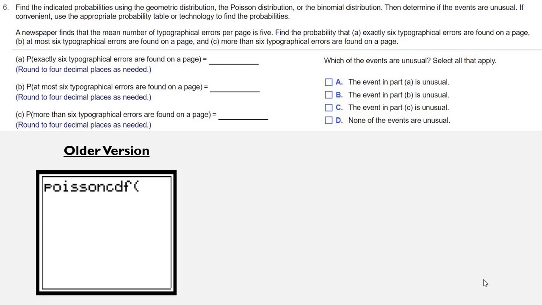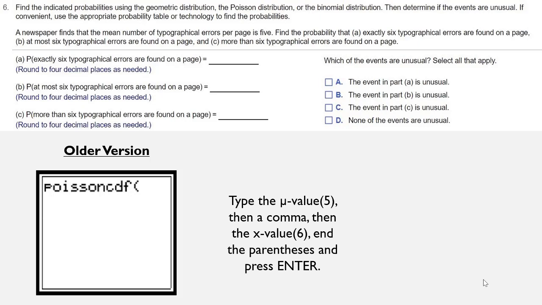To fill in the rest of our formula here, the first thing that we're going to do is type the mu value, which in this case was 5. Then we type a comma. Then we type in the x value for this problem, which is 6. And then we end it with a parentheses. Now, why is the x value 6? When you're using a CDF function, that means you're adding several values. And the Poisson CDF always starts by plugging in 0, then it plugs in 1, and 2, and 3, and all those numbers one at a time up until the number you tell it to stop at. So we're telling it to stop at 6.